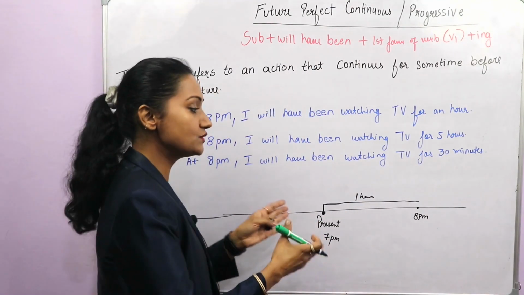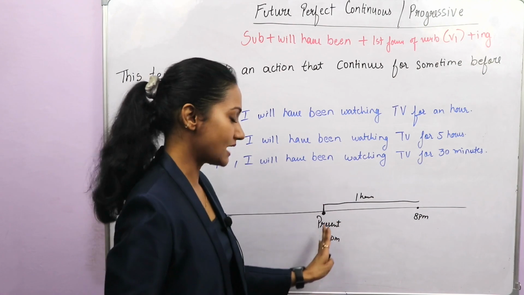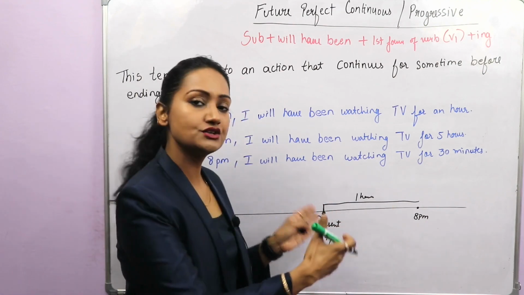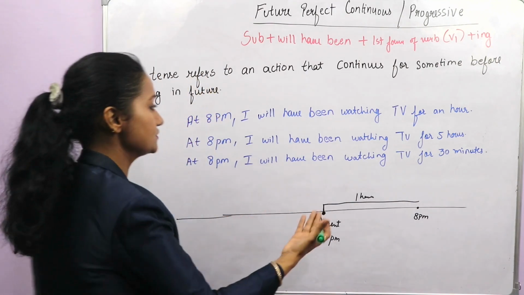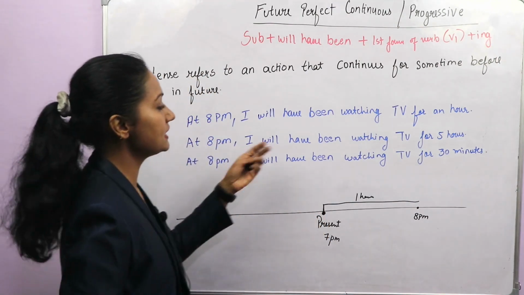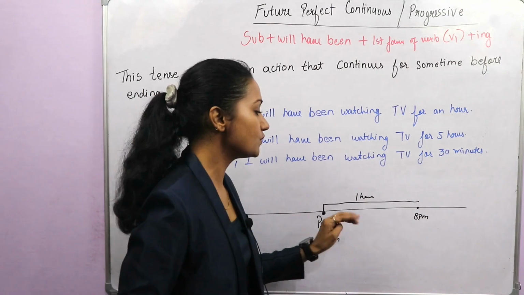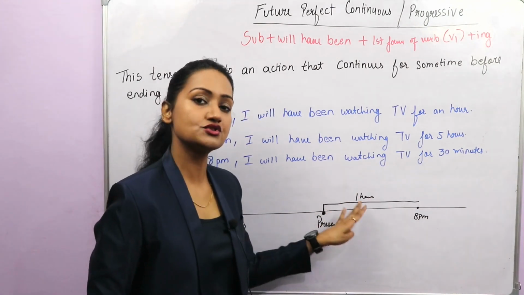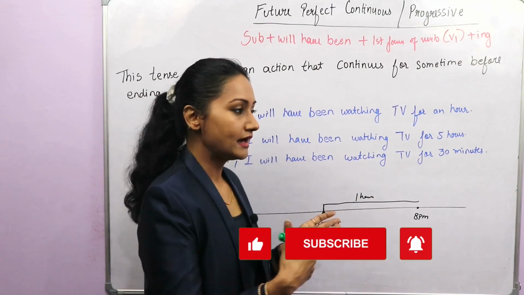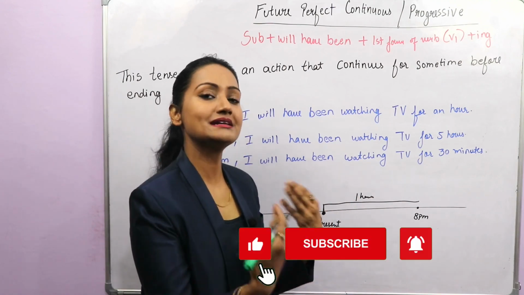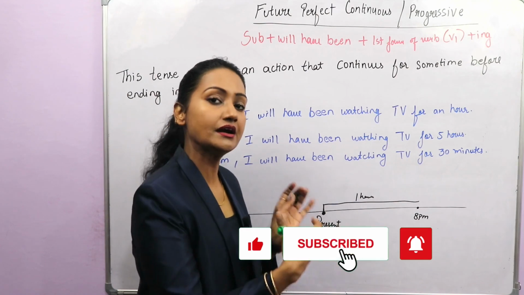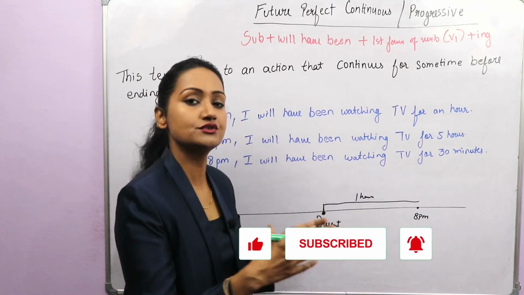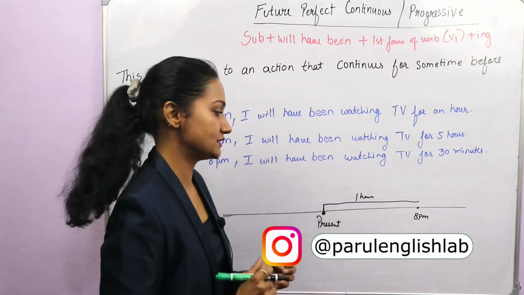Since we have a duration, an action starts and then before it ends in future, it has a duration. So at 8 p.m. I will have been watching TV for an hour. We frame this kind of sentence in future perfect continuous, because an action, before it ends in future, continued for some time. There is a duration, that's why future perfect continuous tense.